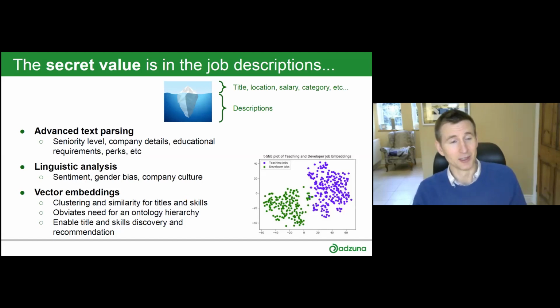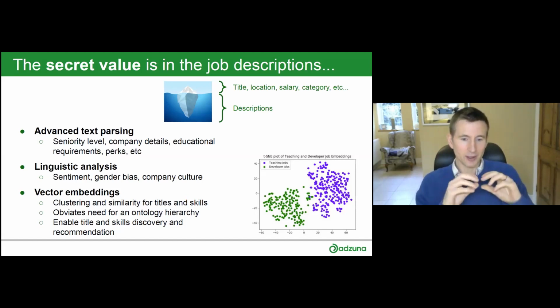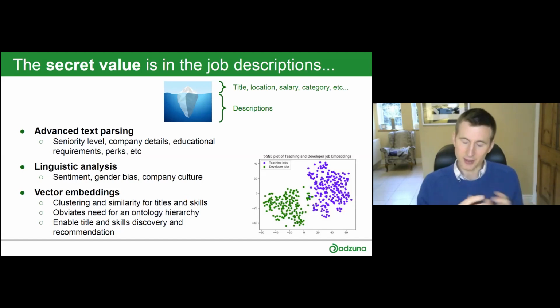And then the last one I'll mention, again very briefly, because we don't have time to go into any details, is vector embedding. Apologies, I won't explain what these are now. But in essence, they're a way of using the corpus of job descriptions to represent titles and skills, or anything else actually, as a series of numbers. And once you represent them as a series of numbers, you can start to do all kinds of cool stuff like clustering. That's kind of what we do at Adzuna. This is why we don't have a structure or a hierarchy to our ontology. We could just use similarity metrics from vector embeddings, and you can do discovery of skills and recommendation.